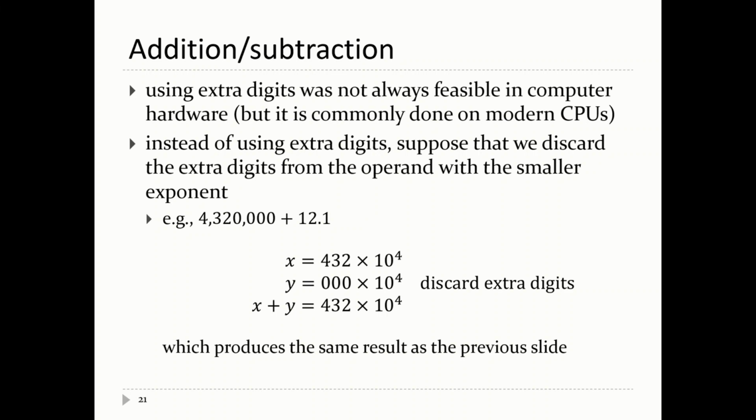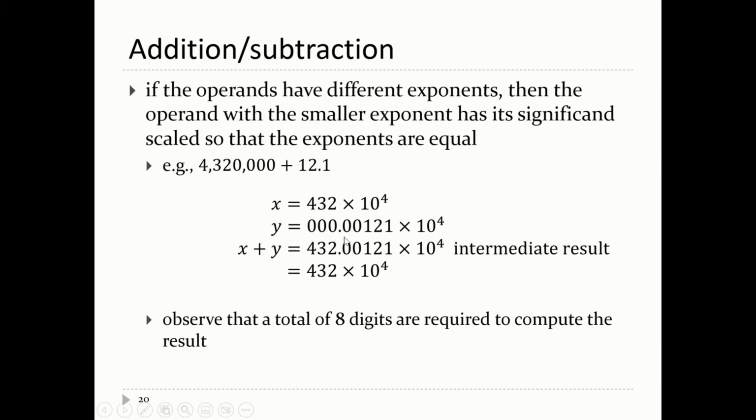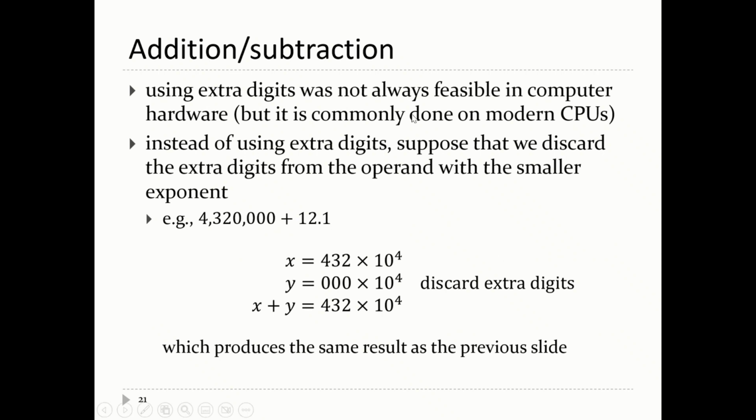All right, that begs the question: if I need extra digits, can't I just put extra digits in my CPU? Maybe. On a modern CPU, the answer is yes, you can in fact insert extra binary digits. I think on an Intel computer, even though a double is 64 bits, they actually use 80 bits internally. So you can actually insert extra bits.